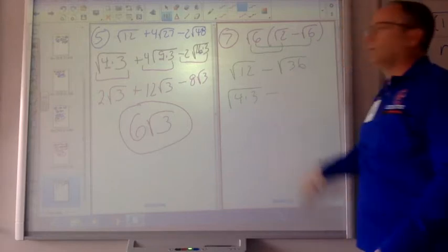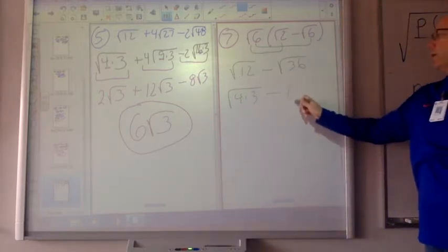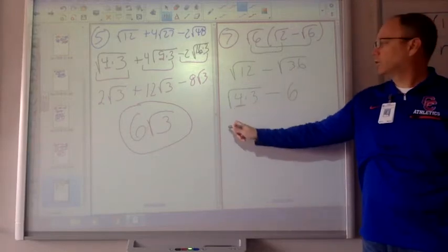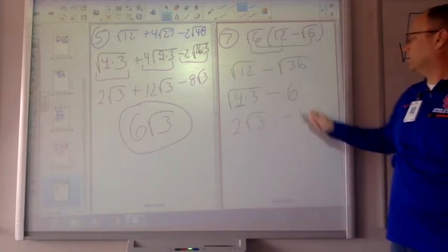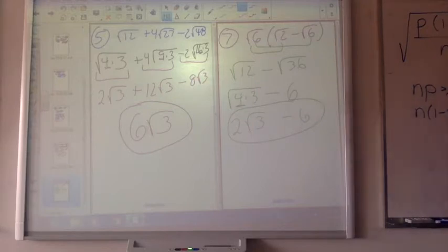What about root 36? Oh, it just breaks down to 6. It's a perfect square, agreed? So what's the square root of 4? 2, so I get 2 square root 3 minus 6. Nice exact answer. What else from that front page? Yeah. 11.